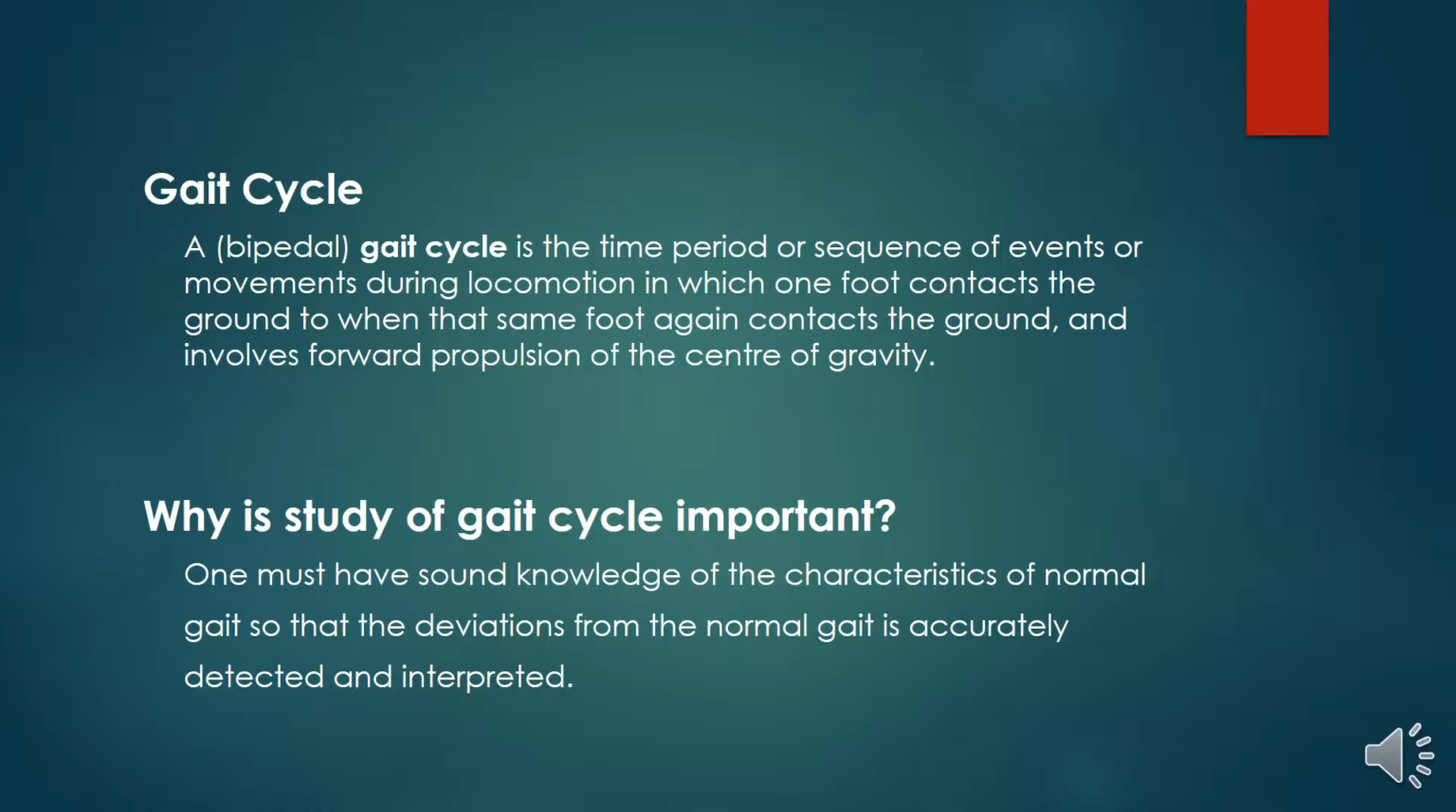To understand the motion of leisurely walking, we must have a brief knowledge of a gait cycle. A gait cycle is the time period or sequence of events or movements during locomotion in which one foot contacts the ground to when the same foot again contacts the ground and involves forward propulsion of the center of gravity.